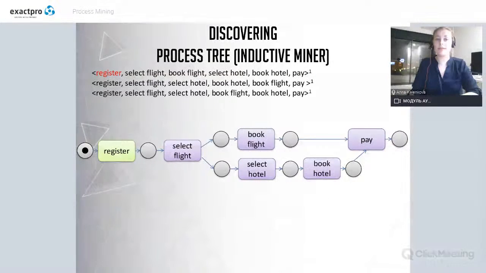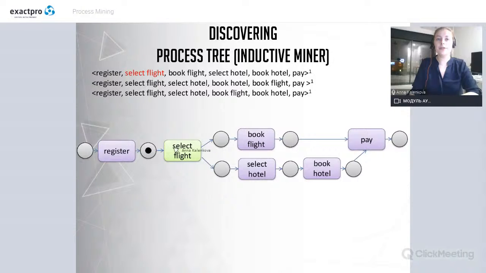Tokens in Petri nets represent control flow. So here we have a token in the first place. That means that we are ready to start. And the first activity that is enabled is register. So register is enabled because it has tokens in all its input places. Here we have only one input place. Register is activated, and look, we also have register highlighted in red here in our first trace. So we start.